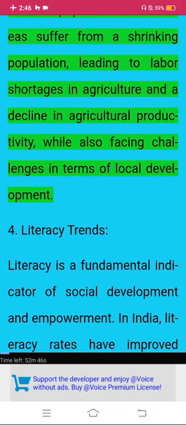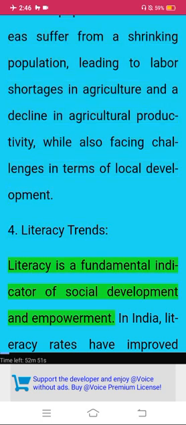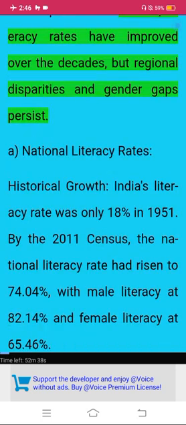Rural depopulation: rural areas suffer from a shrinking population, leading to labor shortages in agriculture and a decline in agricultural productivity, while also facing challenges in terms of local development. 4. Literacy trends. Literacy is a fundamental indicator of social development and empowerment. In India, literacy rates have improved over the decades, but regional disparities and gender gaps persist.